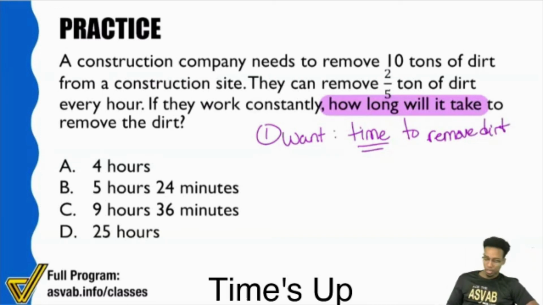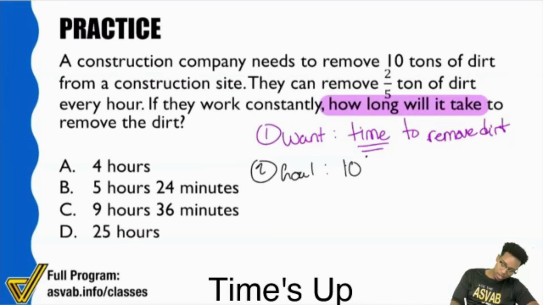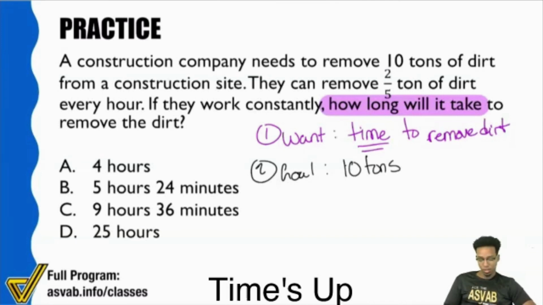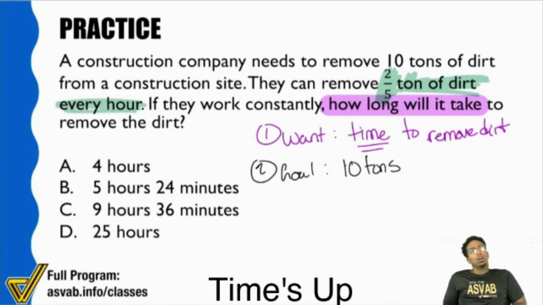Okay, great. So we're looking at what we have to remove. Let's look at our info here. So the goal is 10 tons. Then it says they can remove 2/5 of a ton of dirt every hour. Tons of dirt every hour. Tons of dirt per hour.